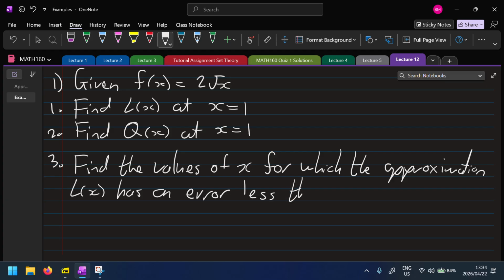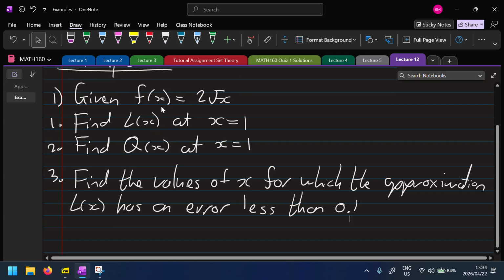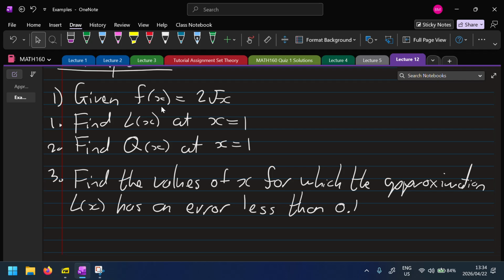Okay, so like I said, this is only an approximation. There's going to be some error involved here. At the point x equals 1, there's no error because the function values match on both sides. But if you move slightly away from x equals 1, it's going to deviate from the graph. So we want to find the x values where that deviation from the exact function is less than 0.1.